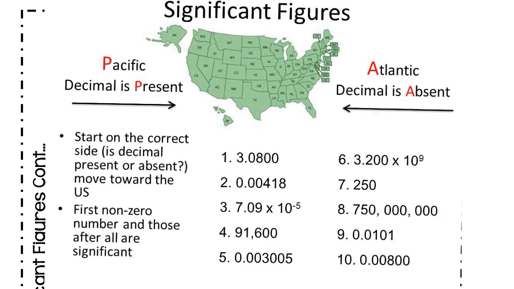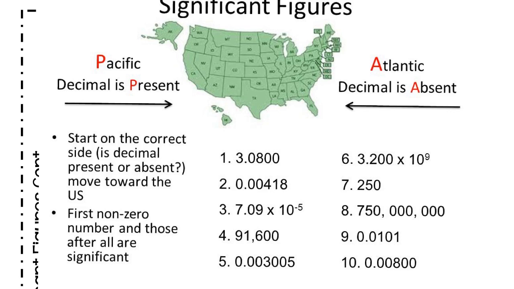We call this the Atlantic Pacific rule. What you do is you pretend your number is in the middle of this picture. So let's take this number, 3.0800. And you ask yourself, is the decimal absent or present? If it's present, for Pacific, you're going to start from this side. And as soon as you hit your first non-zero number, you're going to count till you run out. So this would be 1, 2, 3, 4, 5. It doesn't matter if they're zeros. It doesn't matter if they're not zeros. Once you start counting, you count till you run out. So this number here would have 5 significant figures.